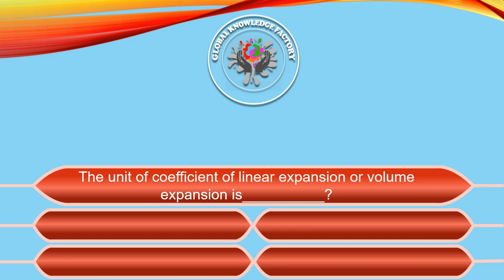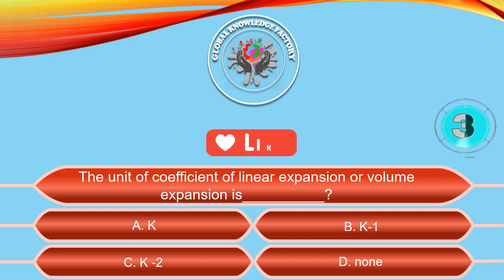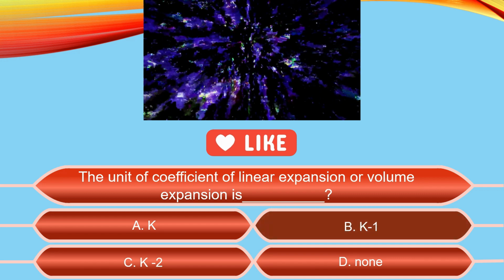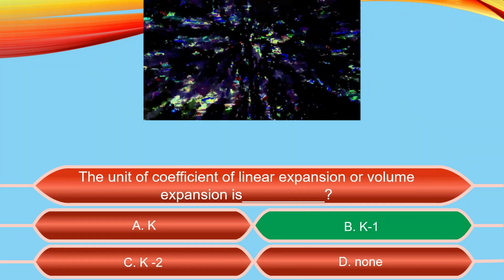The unit of coefficient of linear expansion or volume expansion is: A. K. B. K minus 1. C. K minus 2. D. None. Answer is B. K minus 1.